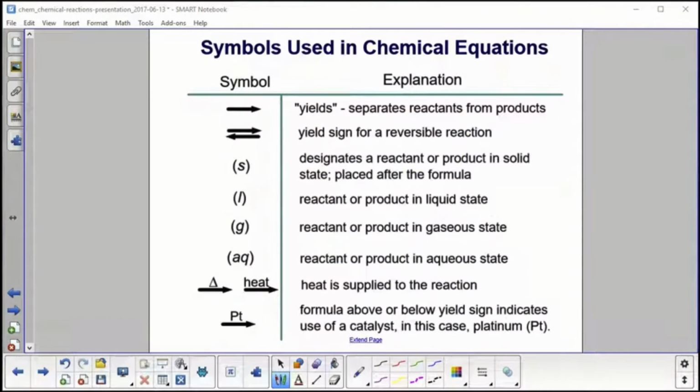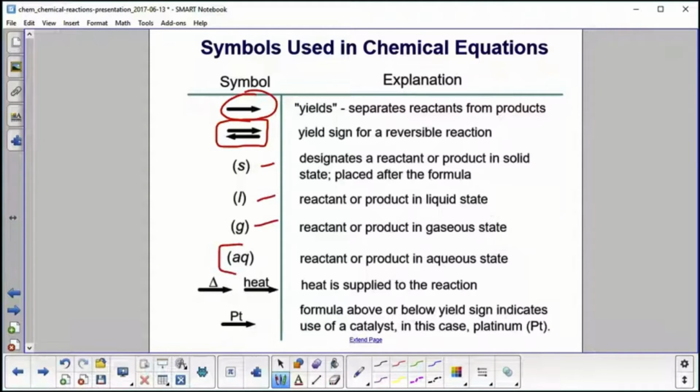Let's go over some common symbols used in these equations. We'll start with the arrow sign right over here. That means yields. It separates the reactants, which are on the left side, from the products, which are on the right side. If I have two arrows, one going each way, that means the reaction can proceed in either direction. It's reversible. S, that's a reactant or product in solid state. You place it after the formula. L would be liquid. G would be gas.